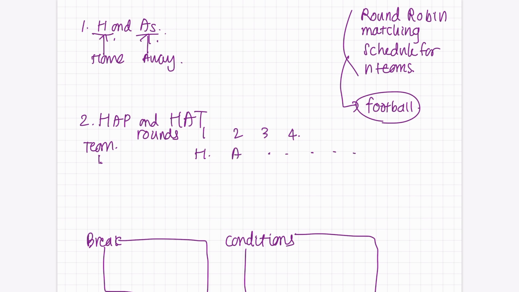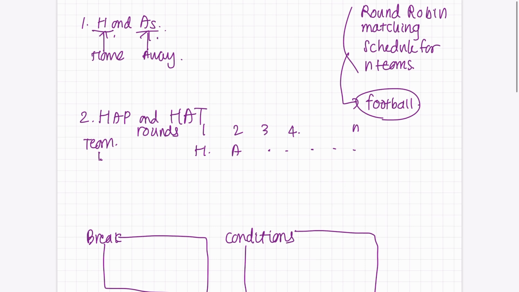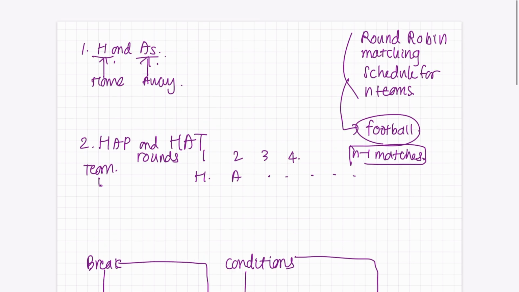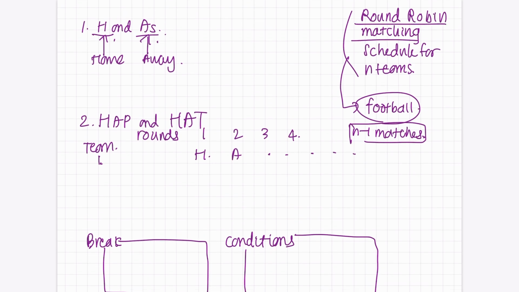And we know that team I is going to have to play n-1 matches, right? Because we're producing a round-robin matching schedule. Round-robin essentially means that you're playing every single other team. And because we have n teams, we know that it's going to play n-1 matches because it can't play itself. But it will play all the other teams. So we're going to have n-1 matches.